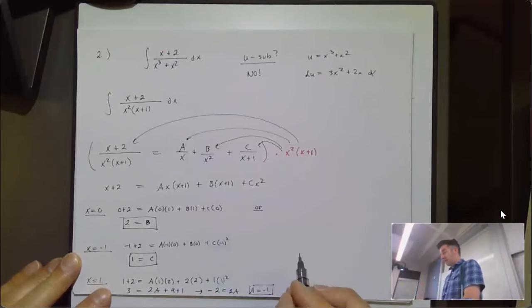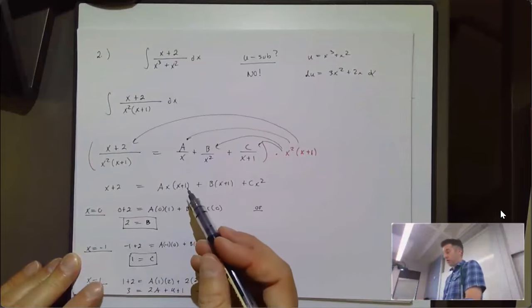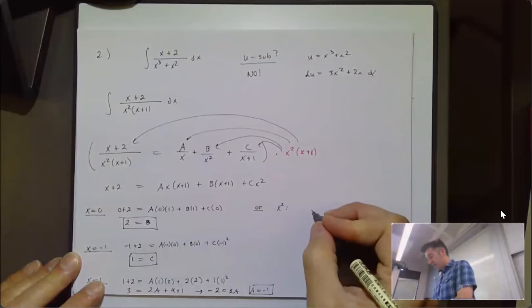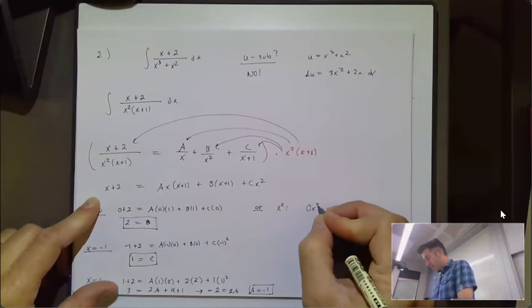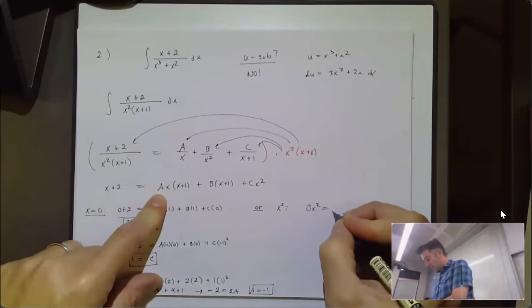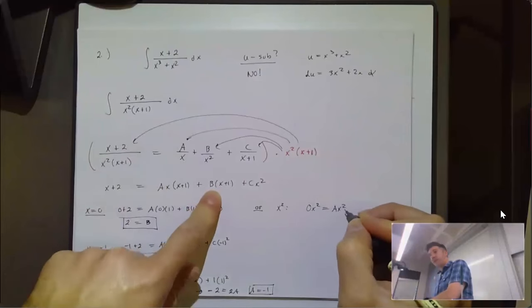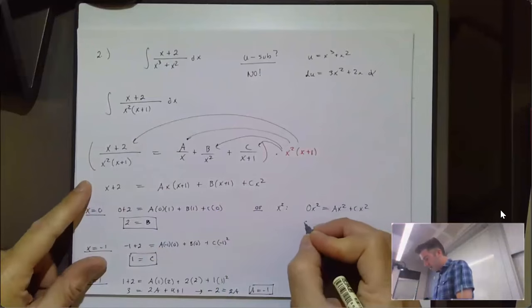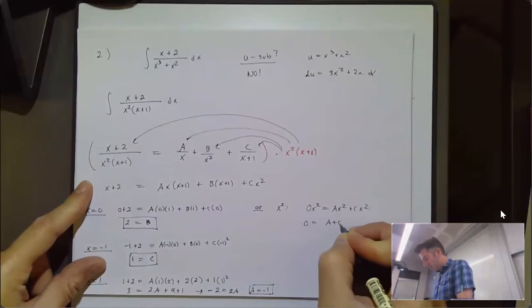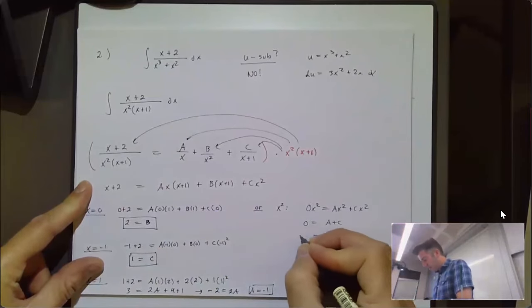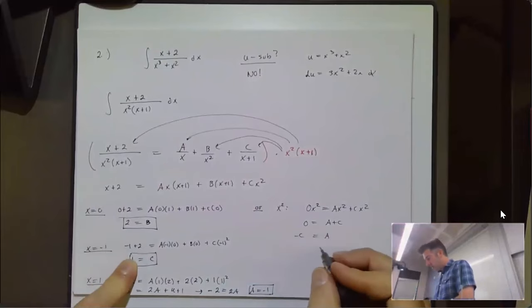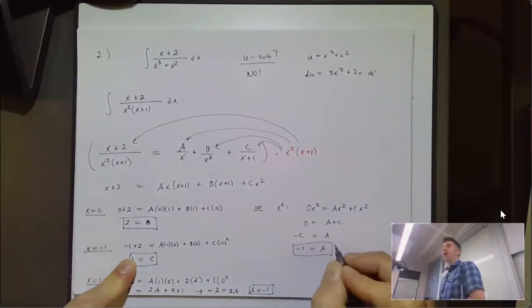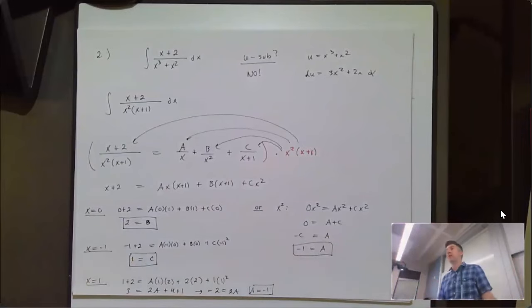You can look for the highest power of x on either side, which is x squared. And you can say, okay, so for x squared on the left, I have 0x squared. On the right, I have an a times x squared. I don't have a b times x squared, but I do have a c times x squared. So that tells me that 0 is equal to a plus c, which tells me that a is equal to -c, but c is 1, so a is equal to -1. That's the way I usually do it, but either way is fine.